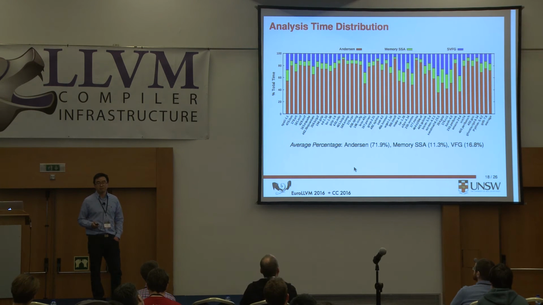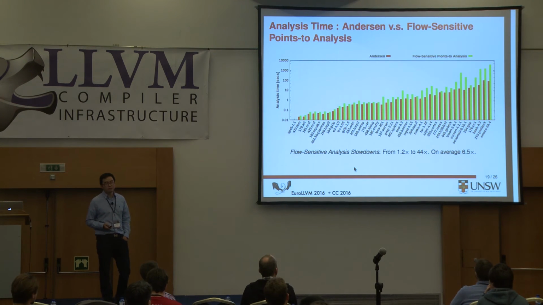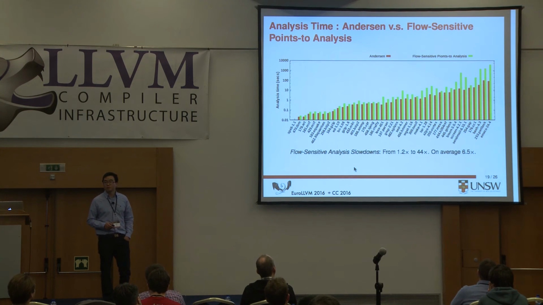This graph shows the flow-sensitive pointer analysis slowdown against the flow-insensitive Andersen's analysis. We can see generally the slowdown ranges from 1.2 to 44 times, and on average it takes roughly 6.5 times slowdown compared to the flow-insensitive one.